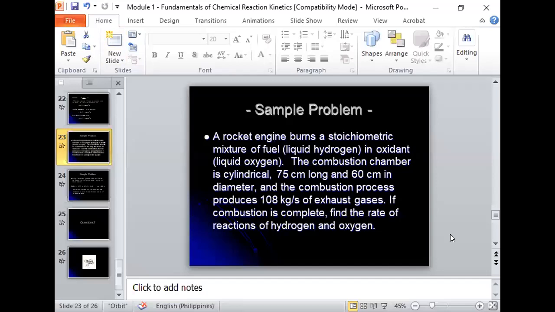Can you see my screen? Yes, Miss. Okay, so we're now on this sample problem. I had so many files open that I need to close. I can't find it anymore to be shared.